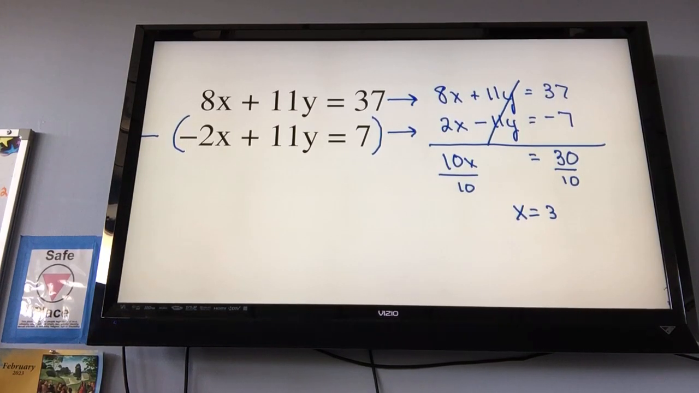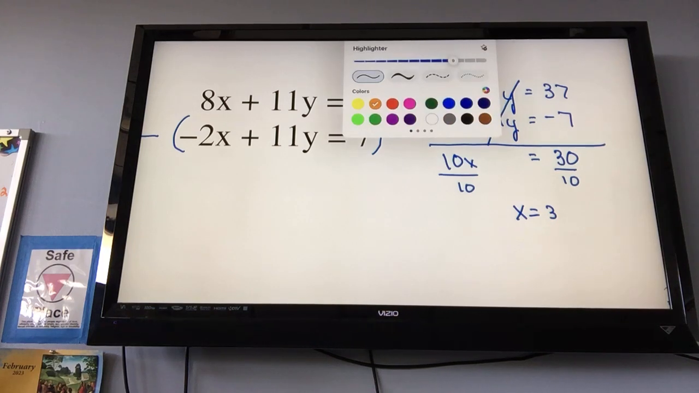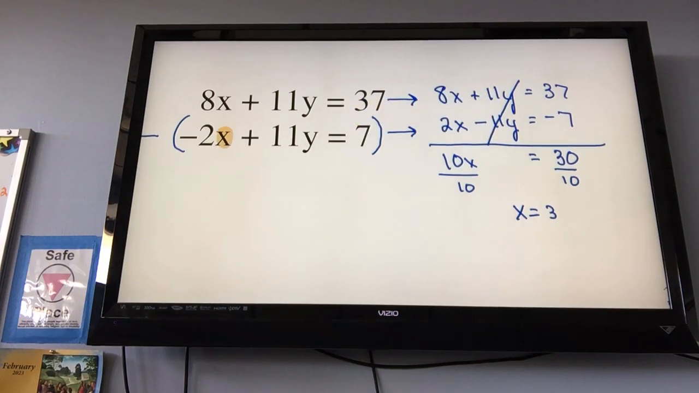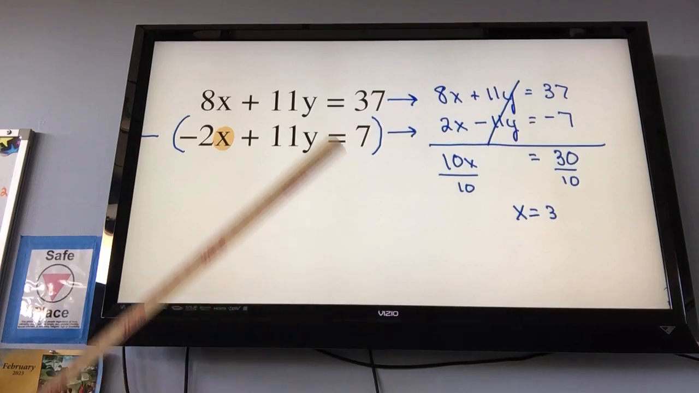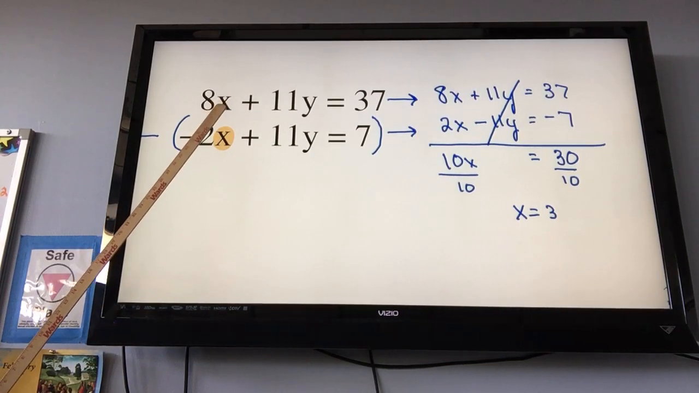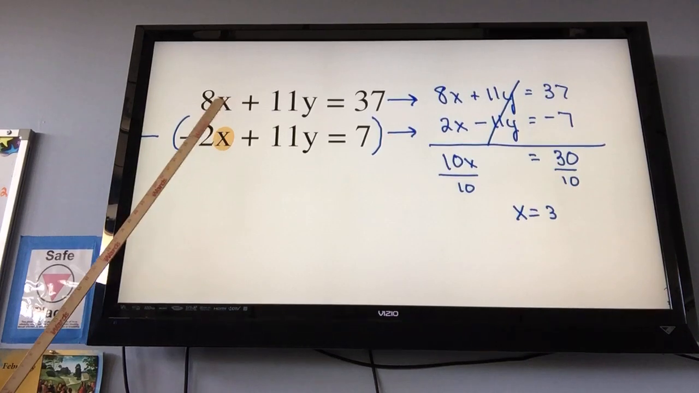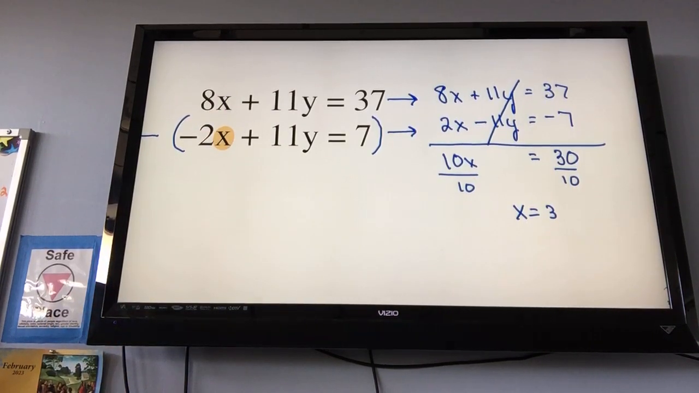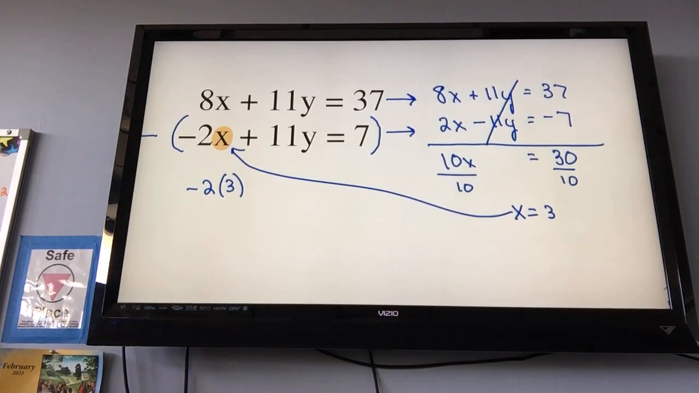And then I take my 3 and I go back to the beginning. I can go to this x or I can go to this x. It doesn't matter. They will give you the same answer in the end. So you just pick one. So I'm going to have negative 2, x is 3, we just found that, plus 11y equals 7.